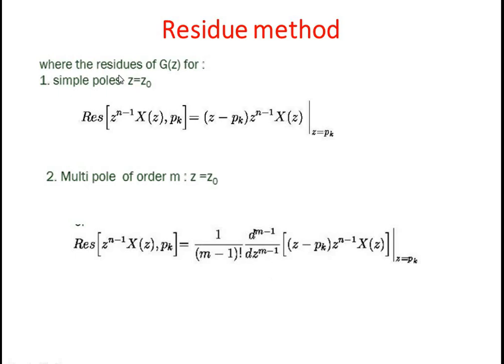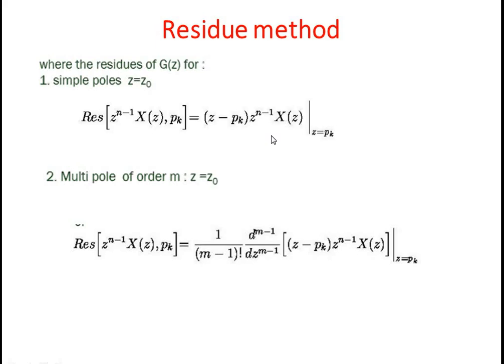Now we'll see the formula for a single pole: z power z minus pk into z power n minus 1 into x of z. In partial fraction, the very first thing we did was decompose x of z into x of z divided by z, which means we divided x of z by z. Now in the residue method we are going to multiply x of z by z power n minus 1. That's the difference between partial fraction and the residue method.